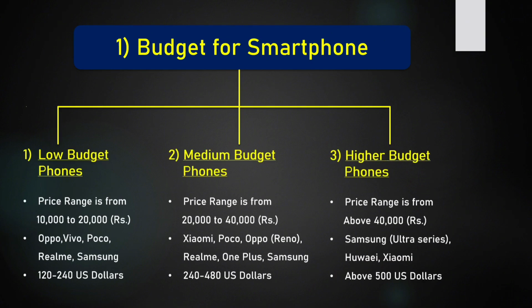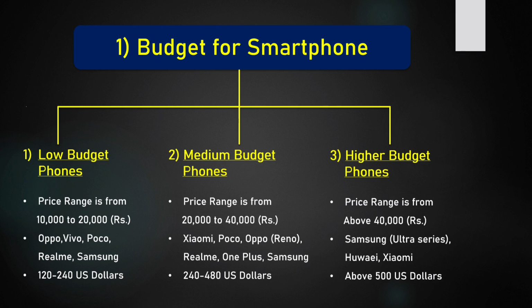According to my feasibility, I have divided the budget for smartphones into three categories: first low budget phones, second medium, and third higher budget phones. The price range of low budget phones is from 10 to 20,000 rupees, which is about 122 to 240 US dollars. The brands available in this range are Oppo, Vivo, Poco, Realme, and Samsung Galaxy.